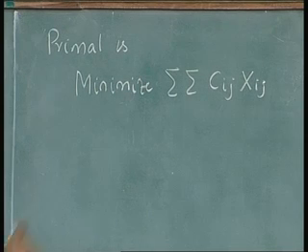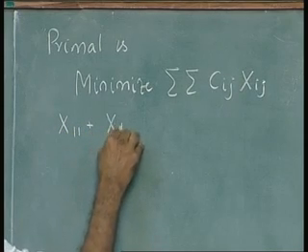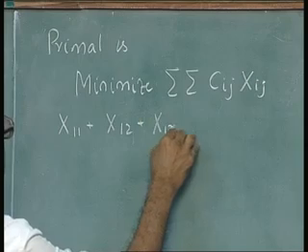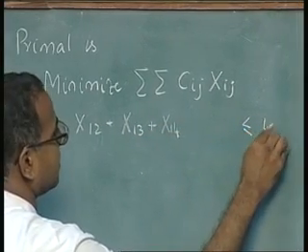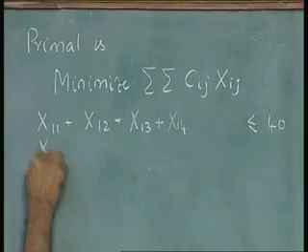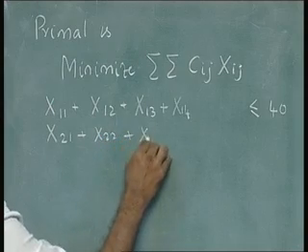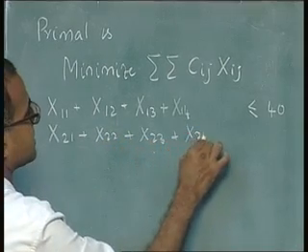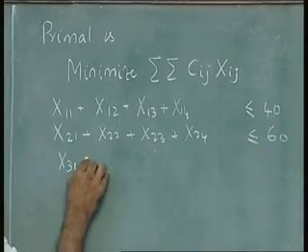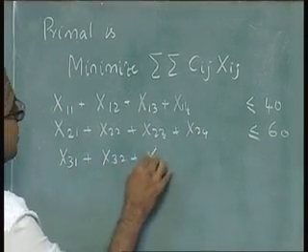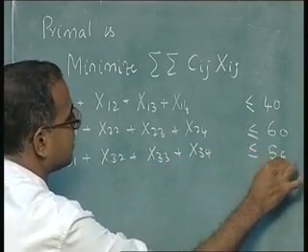Now there are three supply points. So as far as the first supply point is concerned, x11 plus x12 plus x13 plus x14 less than or equal to a1 or 40. As far as the second one is concerned, x21 plus x22 plus x23 plus x24 less than or equal to a2, and the third one would be x31 plus x32 plus x33 plus x34 less than or equal to 50.